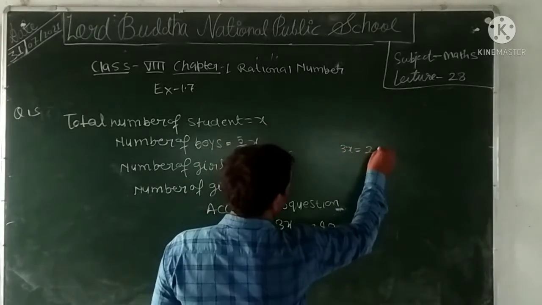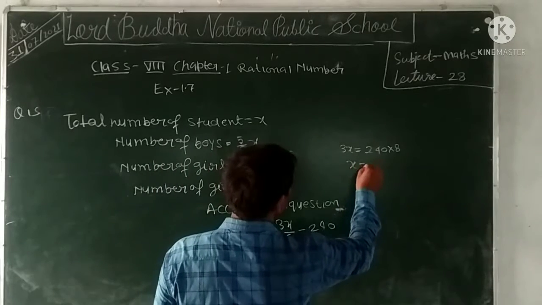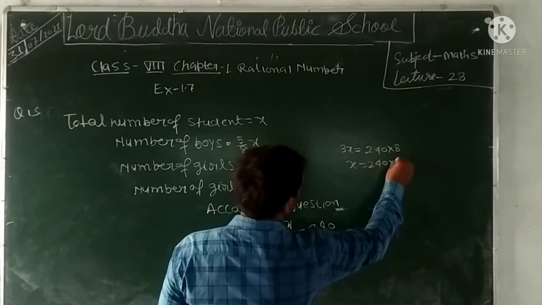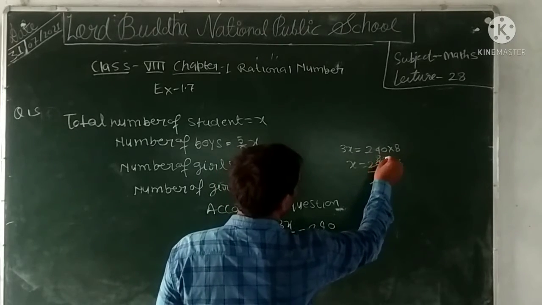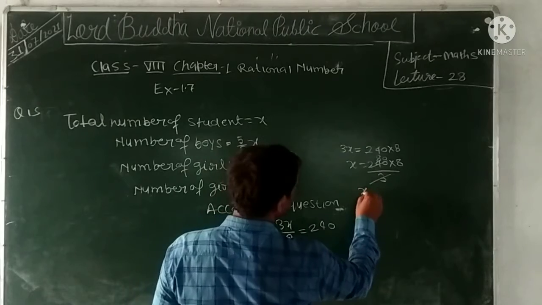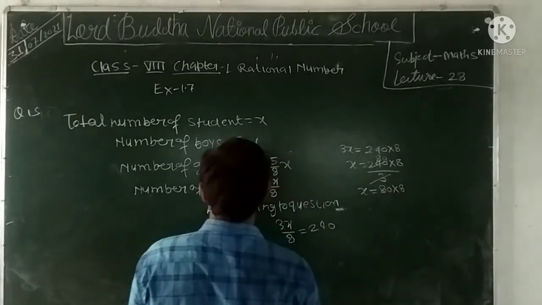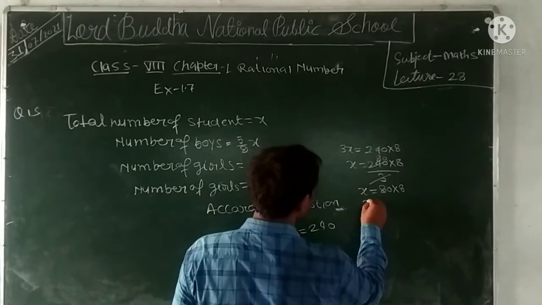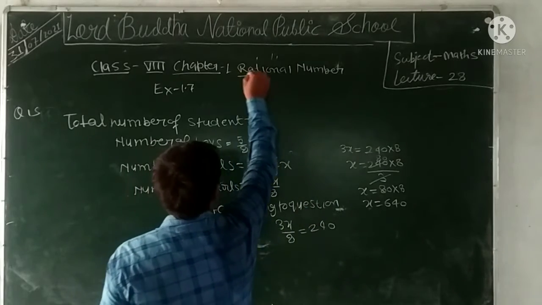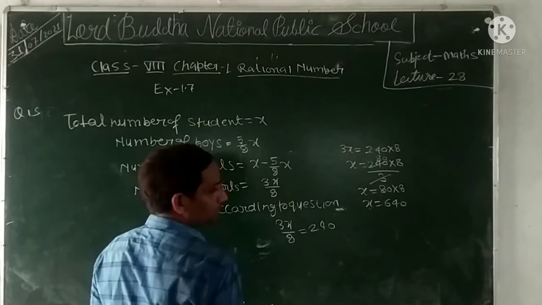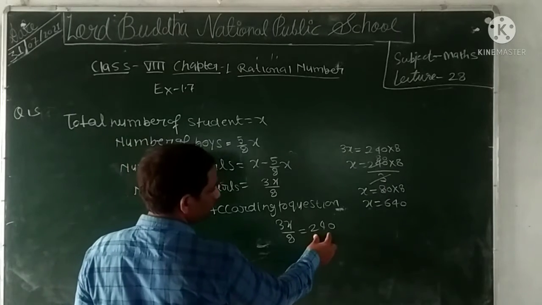Here we see that 3x equal to 240 into 8. So x equal to 240 into 8 upon 3. 3 eights are 24, 3 zeros are 0. X equal to 80 into 8. X equal to 640. Okay. This is the total number of students, and the number of girls is 240.